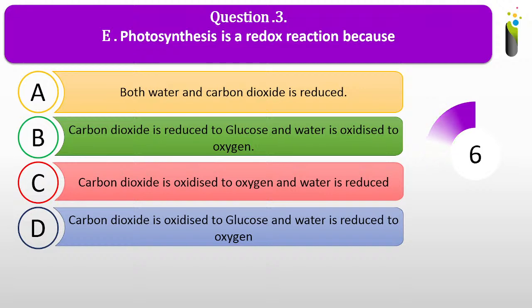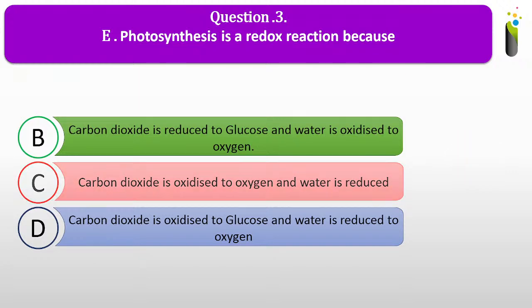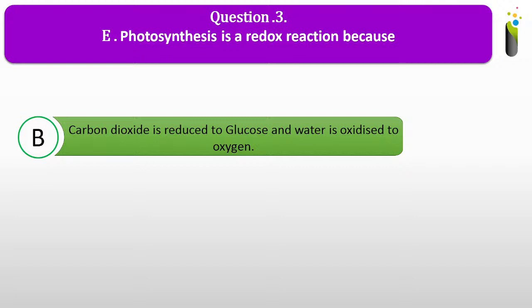So what should be the answer? That photosynthesis is called as a redox reaction. And the correct answer for this question is B. Friends, please remember a redox reaction is a reaction in which oxidation and reduction take place simultaneously. So in photosynthesis, carbon dioxide is reduced to glucose, whereas water is oxidized to oxygen. So remember, this is the reason why photosynthesis is a redox reaction. Carbon dioxide reacts with hydrogen and gets reduced to glucose. And water is oxidized to release oxygen.